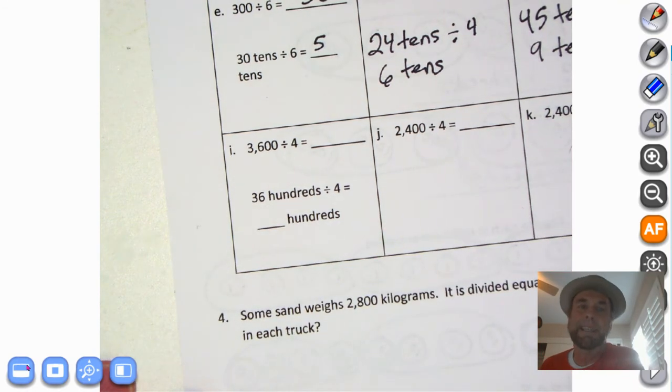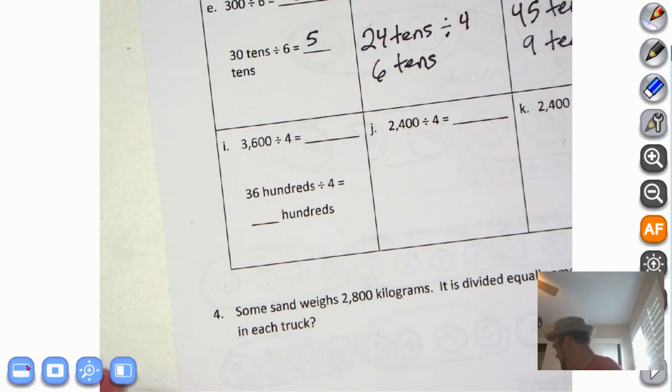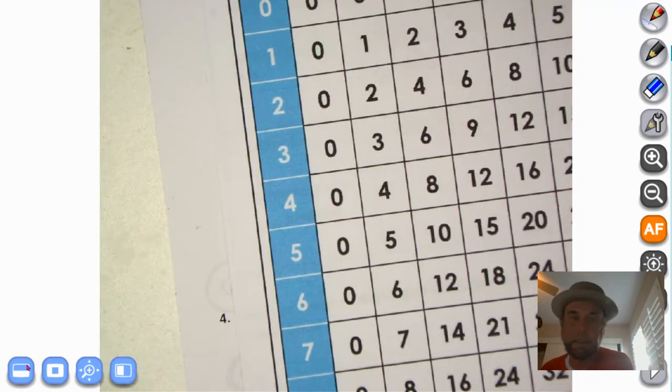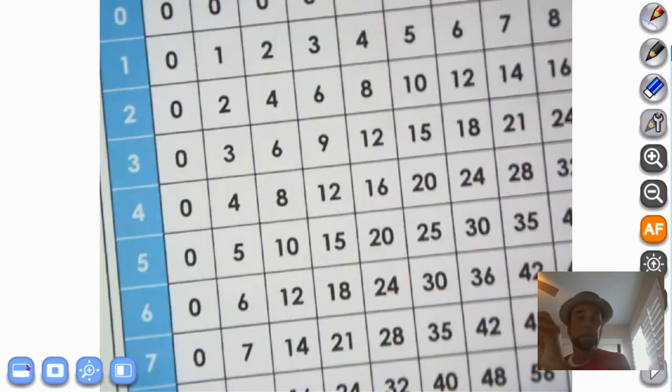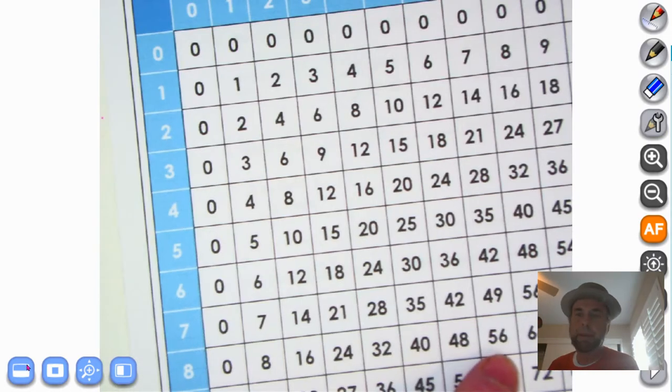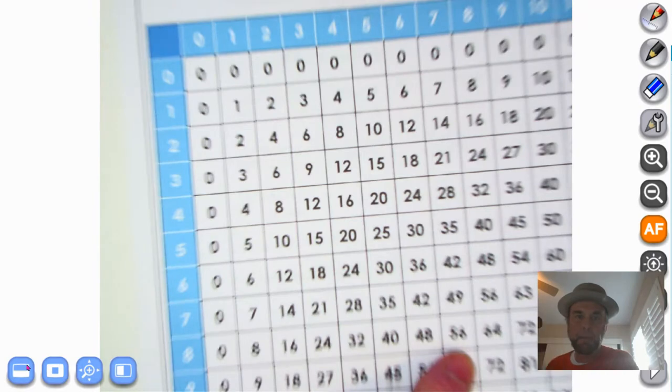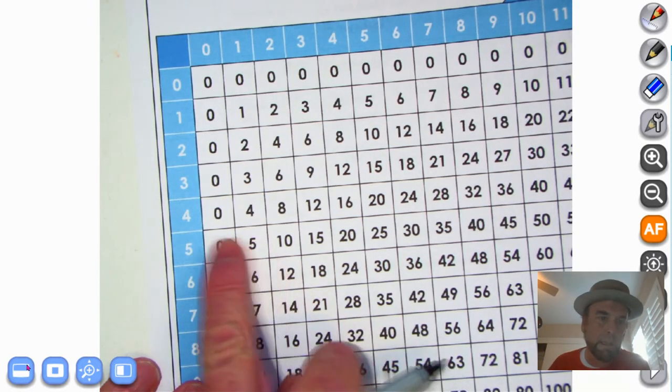3,600, or 36 hundredths, right? Divided by 4. Well, we need to figure out what 36 divided by 4 is. So 4 times a number will equal 36. If all goes according to plan, which it should. So I'm going to start on my 4s, right there.